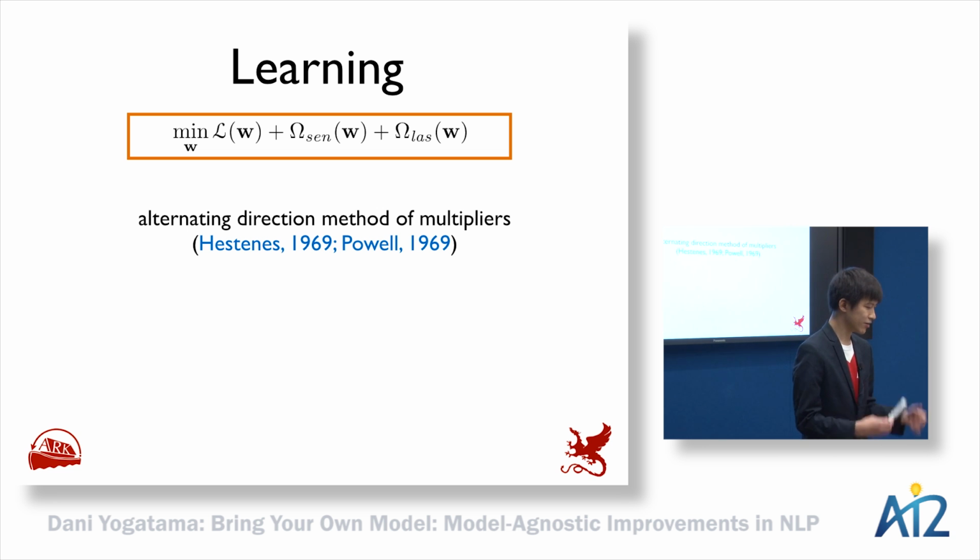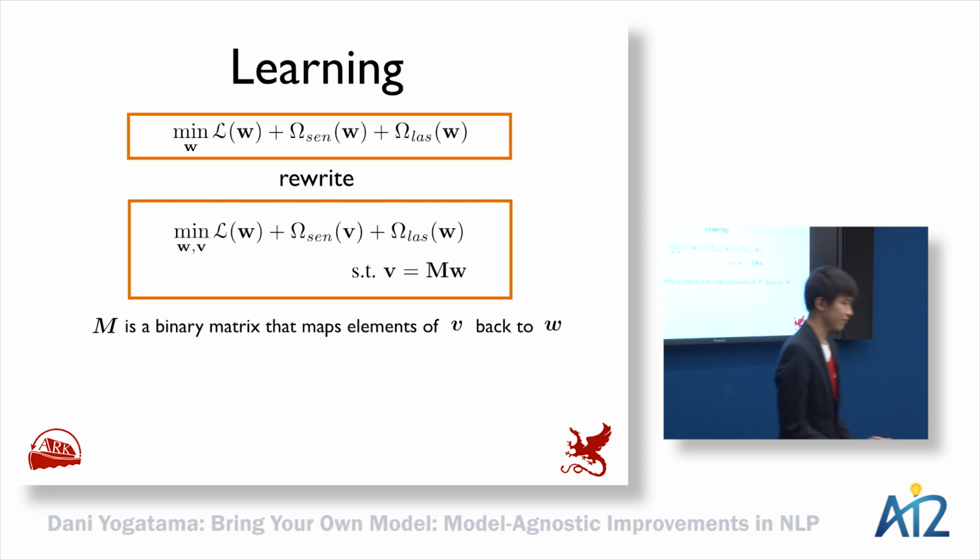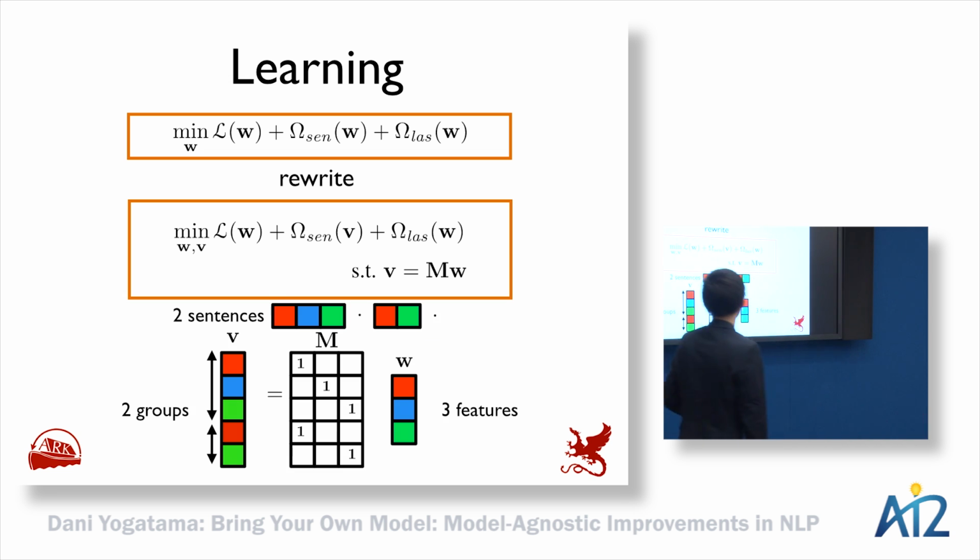Okay, so how are we going to do that? First, we're going to change this into a constrained optimization problem. Now we have a new constraint, v equals Mw, and we've replaced the second term by v, and we minimize with respect to w and v. So what does this constraint look like? Let's say that originally we have two sentences: red, blue, and green, and then red and green. So we have three unique colors. The original feature vector, which is w, has three features: red, blue, and green. So that's the one on the right.